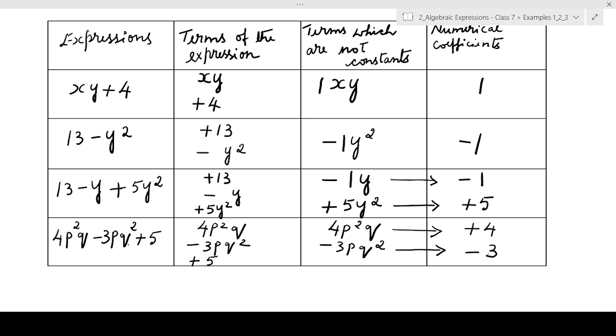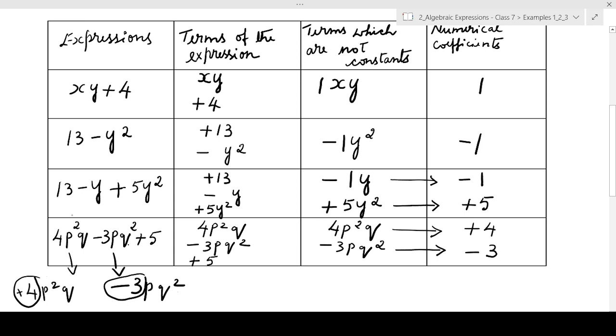And then whenever they ask you to find out numerical coefficients, we have to find out what is the number attached to that term. Please be very careful with the sign as well. Whatever the sign is given in front of the number, that is its sign. So here we have minus 3pq square. What is the numerical coefficient? It is not just 3, it is minus 3. In this case, it is 4p square q. What is the numerical coefficient over here? 4. There is no sign attached to it. If there is no sign, it is treated as plus.